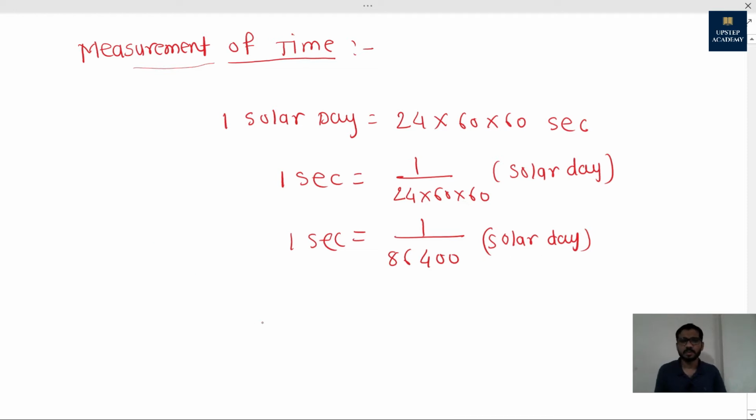But it has been observed that the total time of the solar day is not constant and it is varying because of the change in the speed of rotation of the earth. So that is why a new standard unit for measurement of time had to be introduced. For that purpose, scientists used the cesium atomic clock.